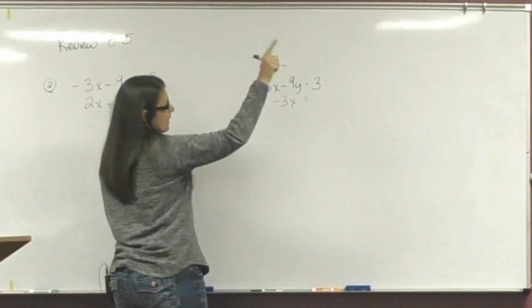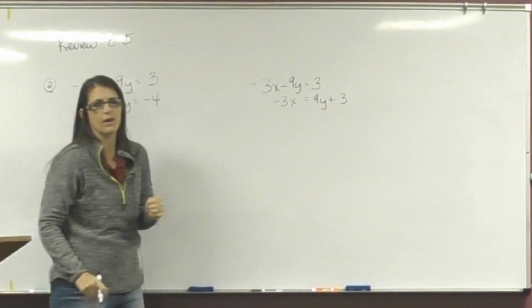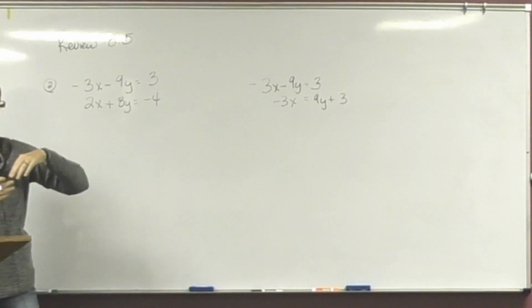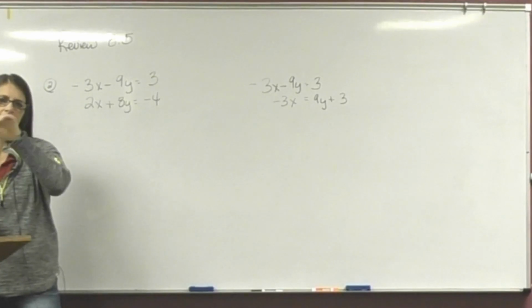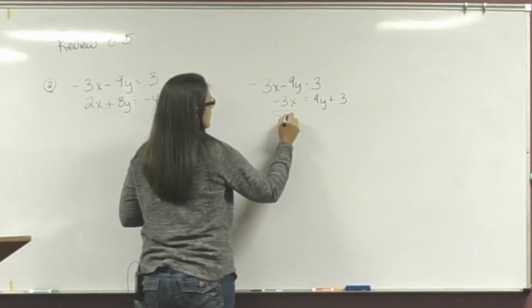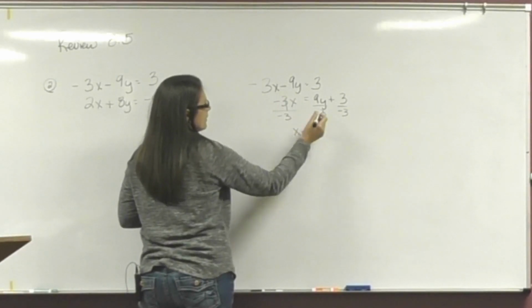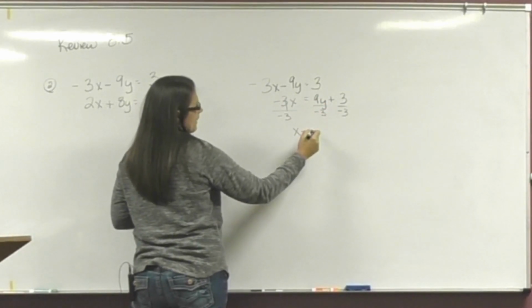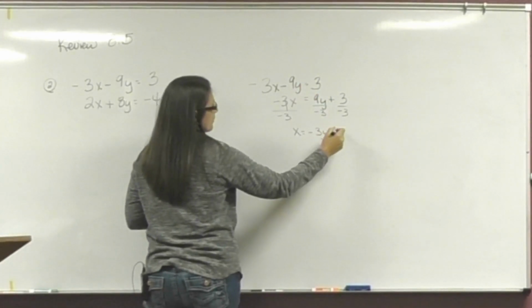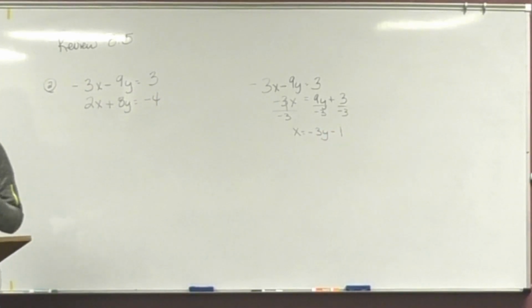So this -9 is going to move over and become a +9, and he's going to be joined over there with that 3. Now, I've isolated the x term. To get rid of the coefficient, I just need to divide everything by -3. So 9 divided by -3 would be -3, and then +3 divided by -3 would be -1. So that's what x equals.